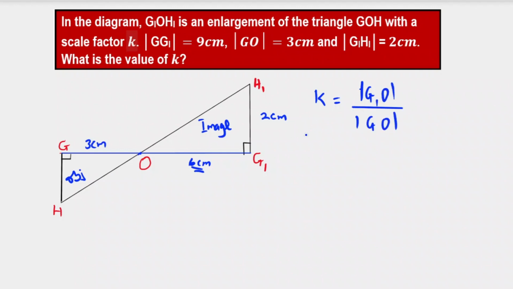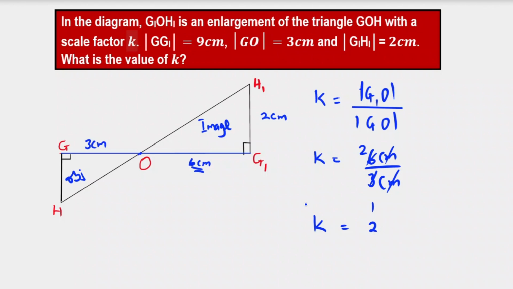So these two sides correspond to each other, and G1O is the image length and GO is the object length. Now straightforward we can do substitutions. G1O is 6 centimeters, so you have 6 centimeters here, and that is out of GO, which is 3 centimeters. We have 3 centimeters here. Now we do cancellations, so centimeters cancel centimeters. Now 3 goes into 6, 2 times. So that means K is equal to 2.